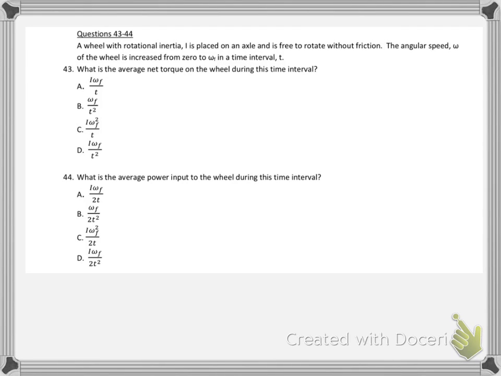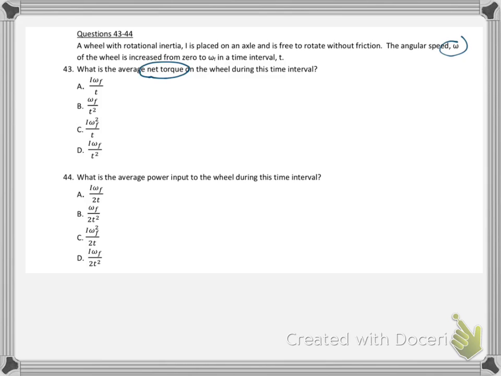Questions 43 through 44. A wheel with rotational inertia I is placed on an axle and is free to rotate without friction. The angular speed omega of the wheel is increased from 0 to omega final in a time interval t. 43. What is the average net torque on the wheel during this time interval?